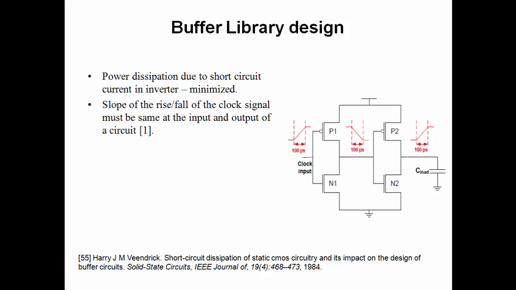One of the ways to minimize the short circuit power in a CMOS inverter, when you have stages, was proposed by Harry Veendrick. What he says is that to minimize the short circuit power dissipated in this buffer, we have to make sure that the rise and fall time of the clock signal, the slope of the clock signal, must be the same at all the points in this circuit. So if we feed a clock here with a rise time of 100 picoseconds, the fall time here must be 100 picoseconds, and the rise time here must also be 100 picoseconds. We use this principle to design a buffer.